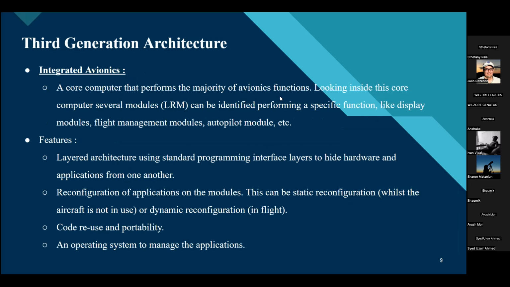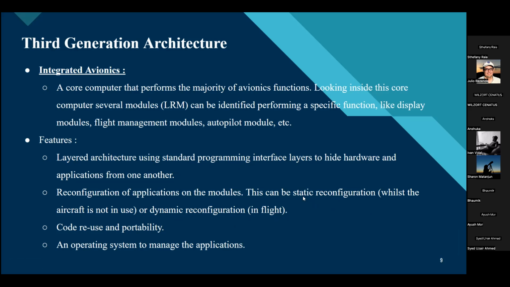It's basically a core computer that performs the majority of avionics functions. Looking inside is a computer with several modules, each identified as performing a specific function, like display, flight management modules and autopilot module. And the features of this integrated avionics: it is a layered architecture and it uses a simple standard programming interface layer to hide hardware and application from one another. So it is separated so things can be well maintained. And then reconfiguration of applications on the modules can be easier. This can be static configuration or dynamic configuration. The dynamic reconfiguration can be in flight and the static reconfiguration while the aircraft is not in use.